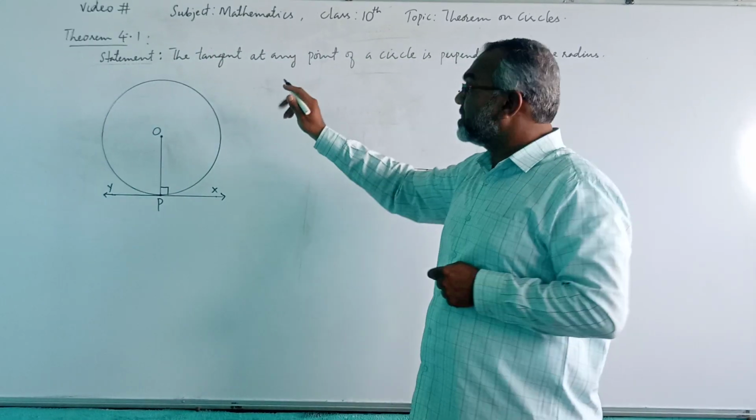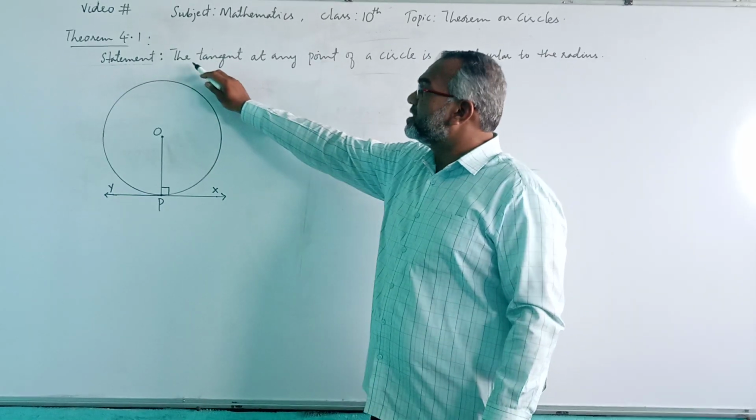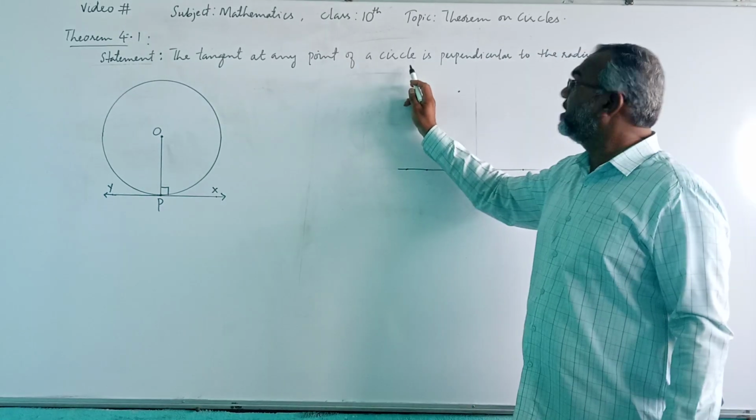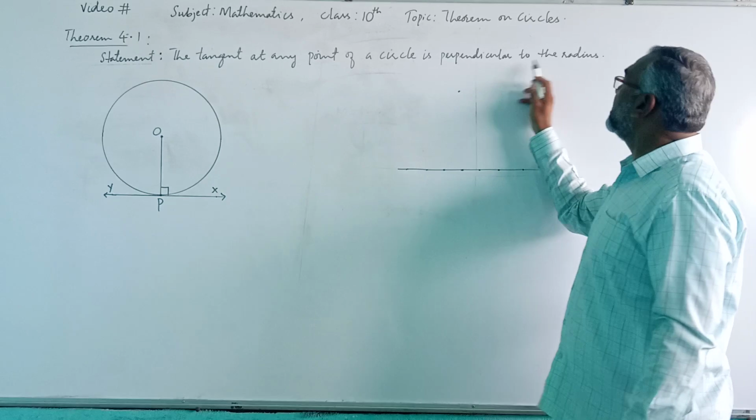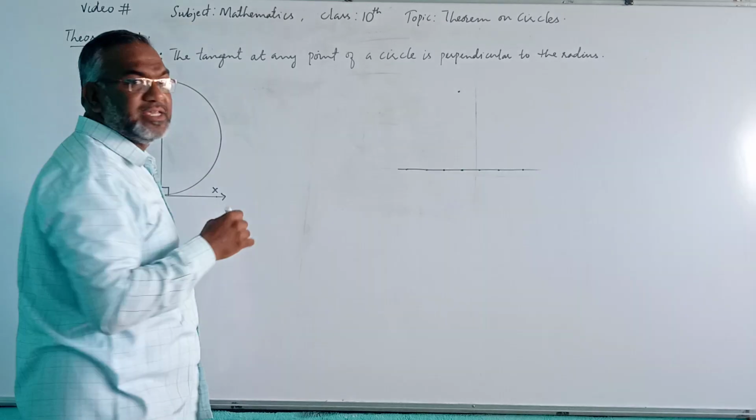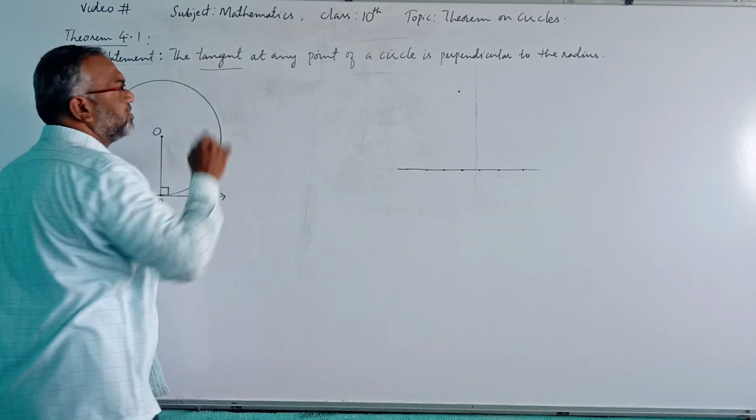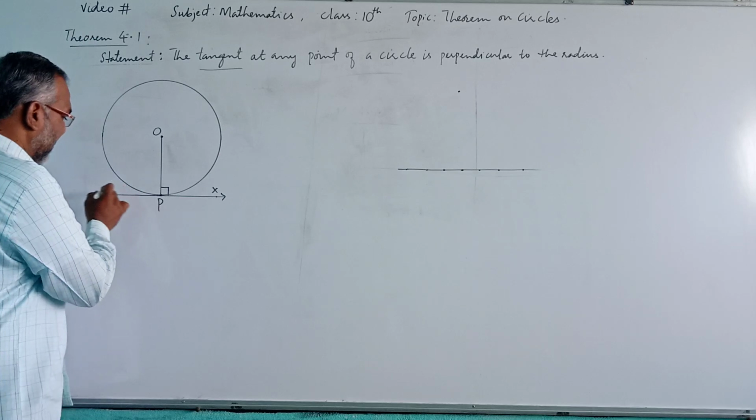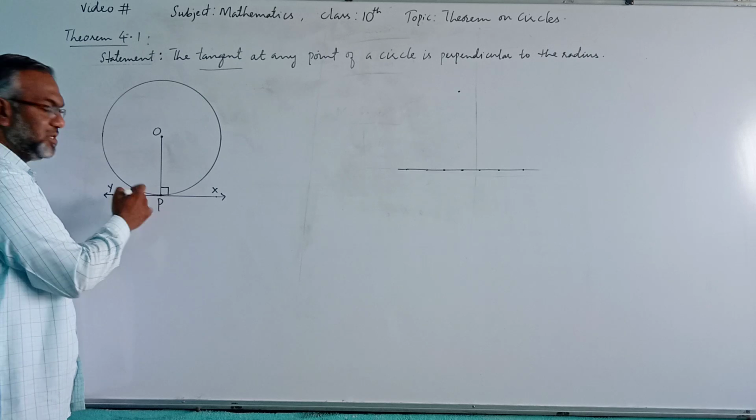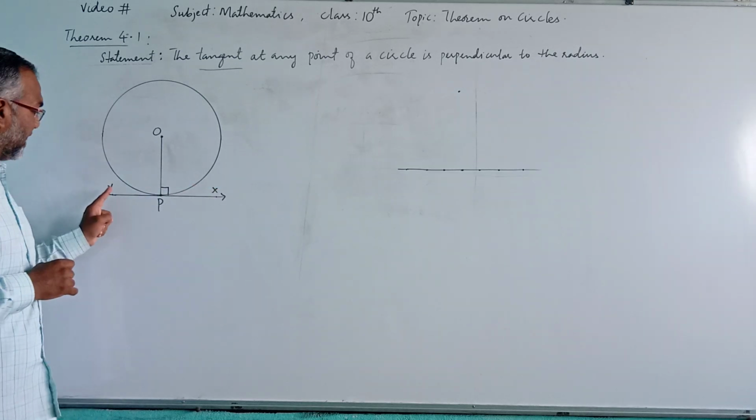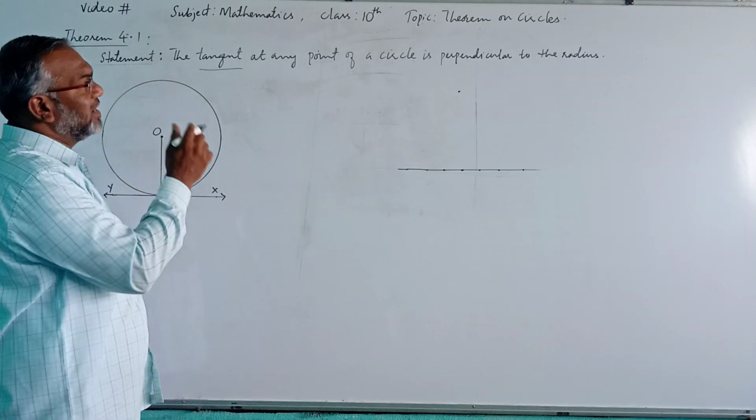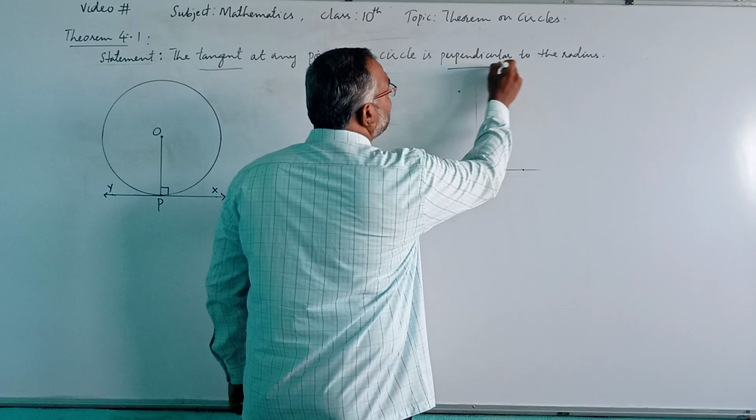In this theorem, the statement is, the tangent at any point of a circle is perpendicular to the radius. The terms that are present in this statement are tangent, which you know already, a line which touches the circle at one point is called tangent. So here xy is tangent, right?